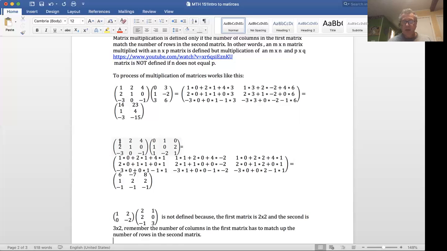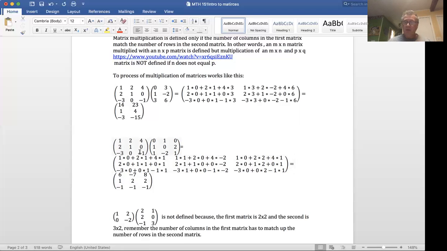Now we have to continue to fill out that first row. We have to do all the columns here with the first column, for the first row. 1 times 0, 2 times 1. I'm sorry, 2 times 2, sorry. And then 4 times 1. That adds up to be 8.